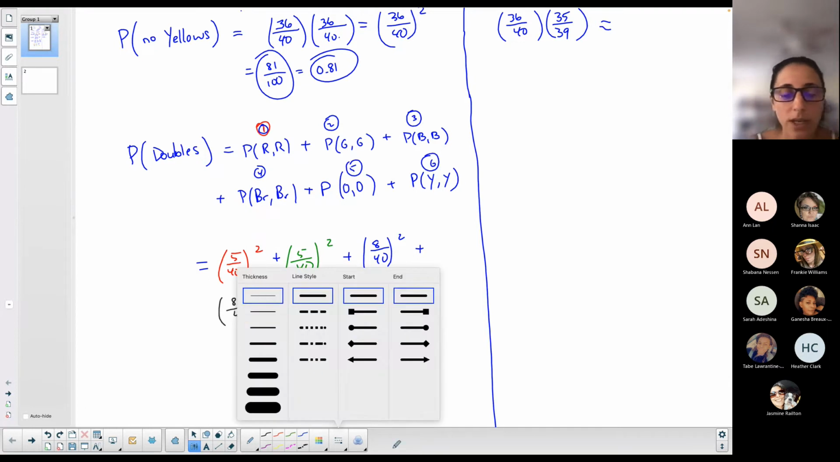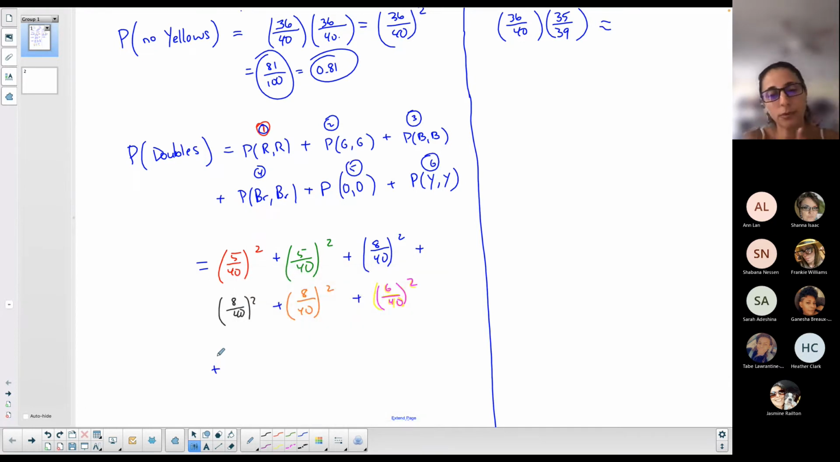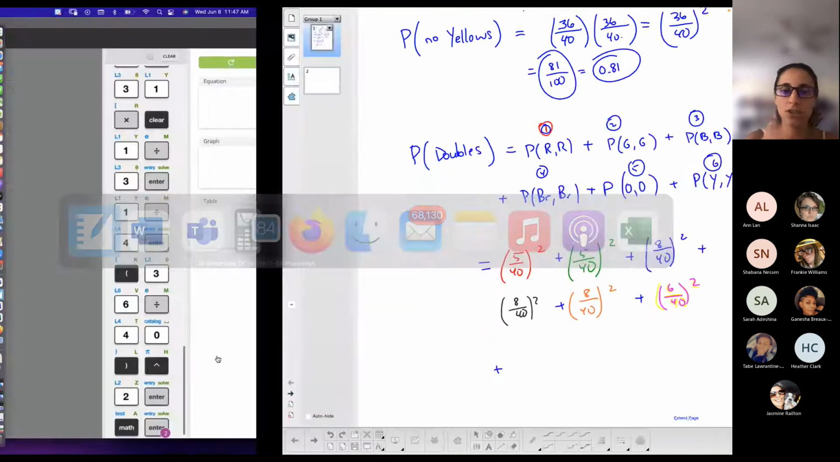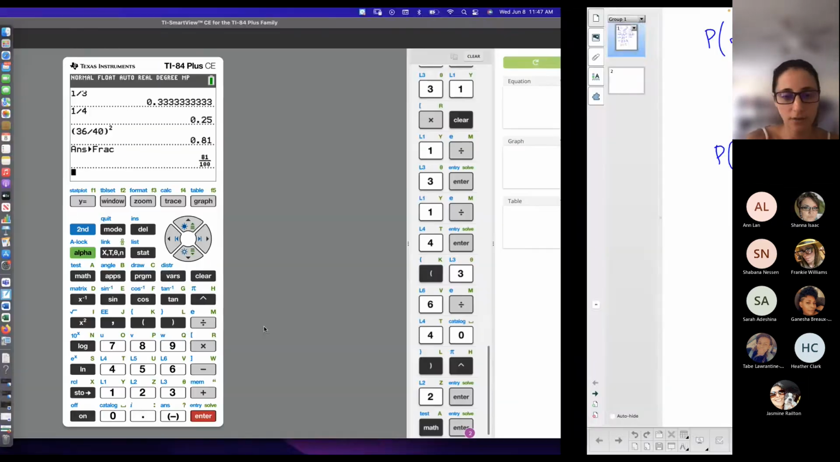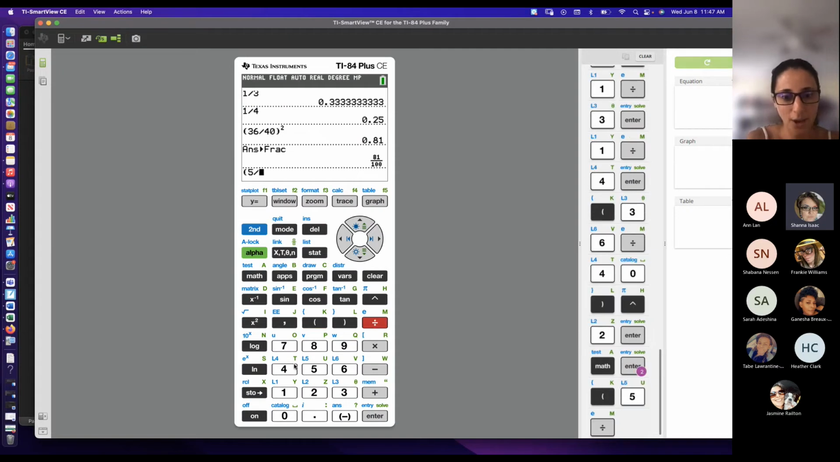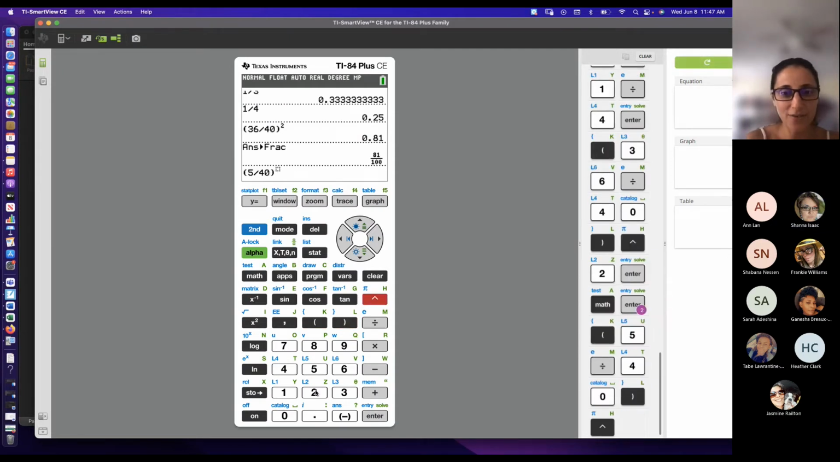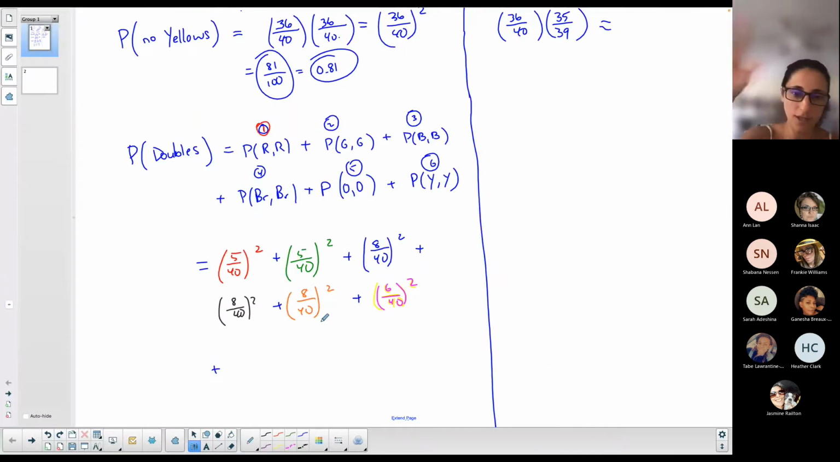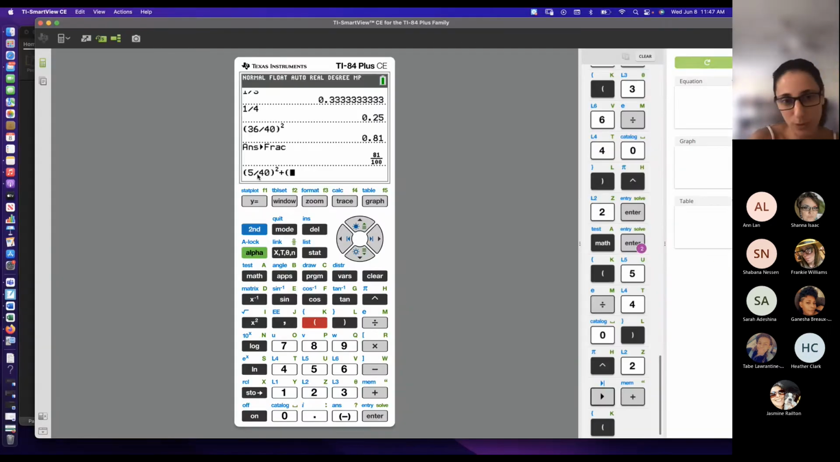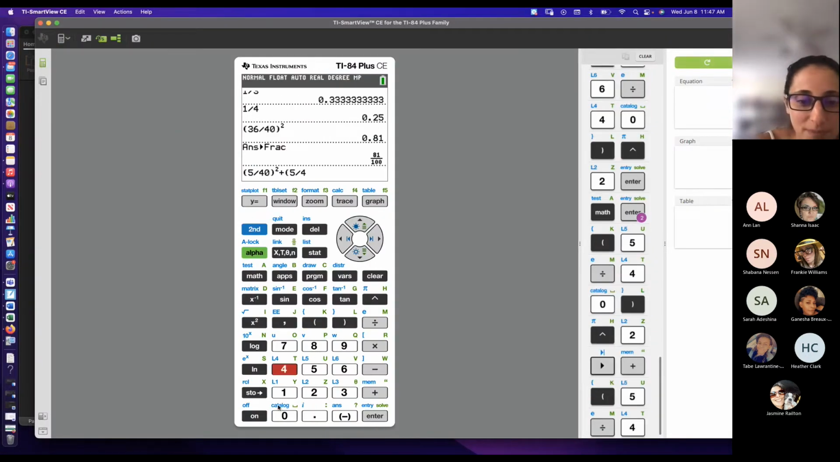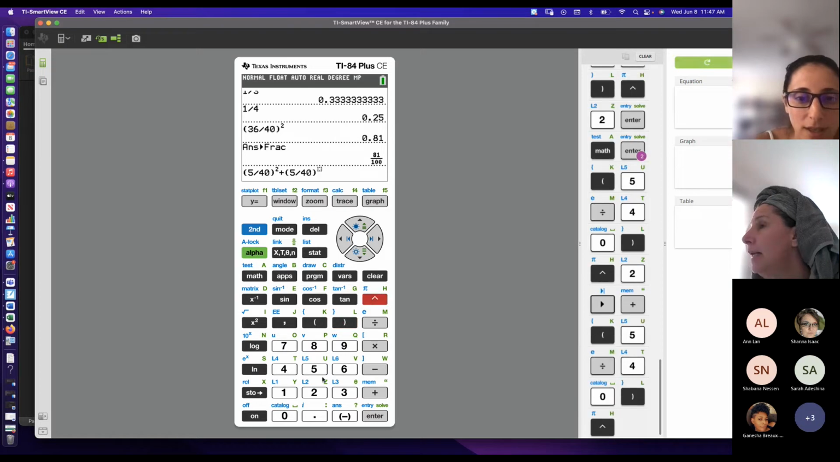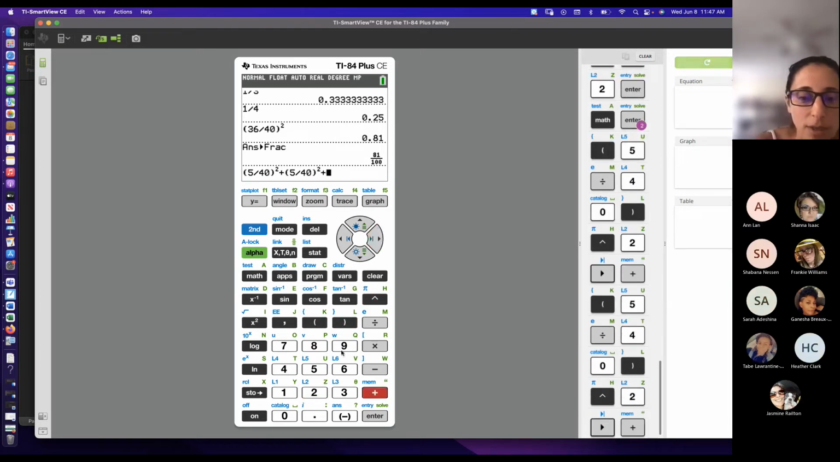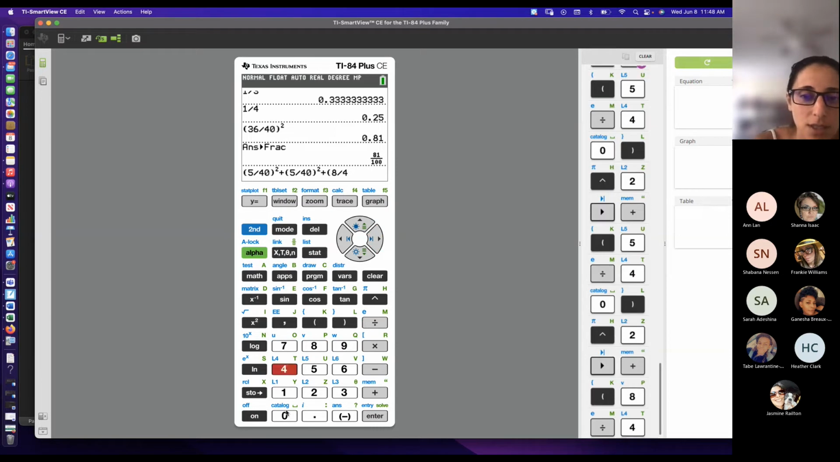You could do it separately, where you do each one of them and add them together. Or I think we could just go straight and do it all in one shot. So 5 out of 40. Handy dandy calculator. 5 out of 40 squared plus 5 out of 40 squared. I could do 2 times that because there's 2 of them, but I'll just go straight. I think the next one was 8 out of 40 plus 8 out of 40 squared.